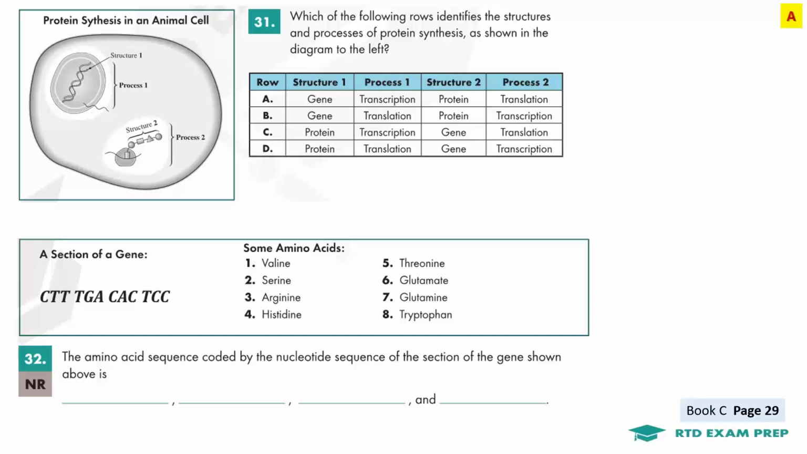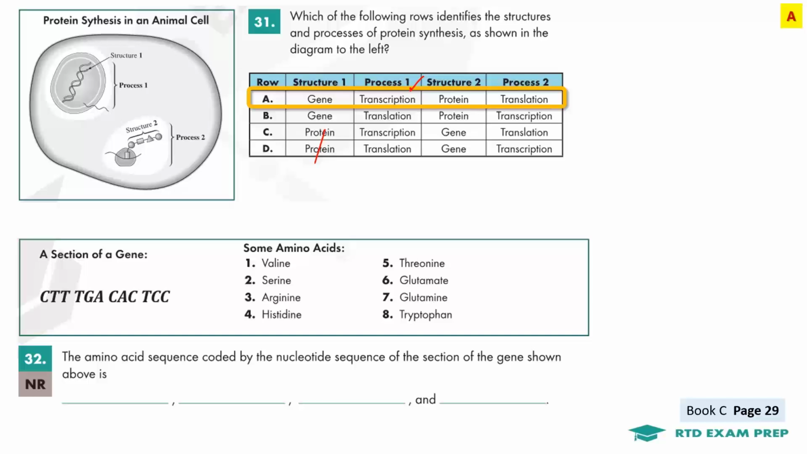Question 31. We look at what's happening. It's protein synthesis in an animal cell. I'm hoping that you look at process 1 and go transcription. Process 2, translation. Which of the following rows identifies the structures and processes of protein synthesis as shown in the diagram to the left? Structure 1 is not a protein. It's a gene. And process 1 is transcription. So already, by step 2, we've got our answer.